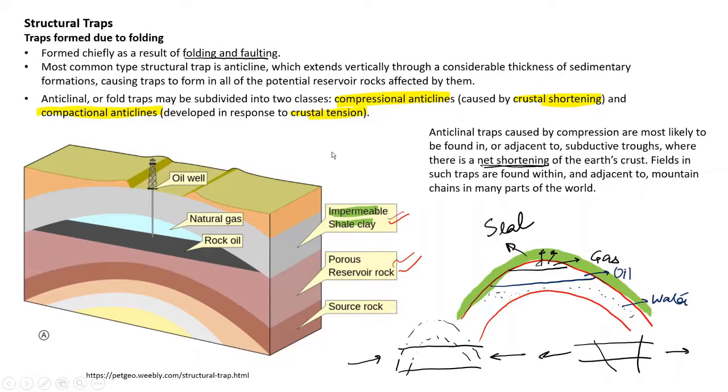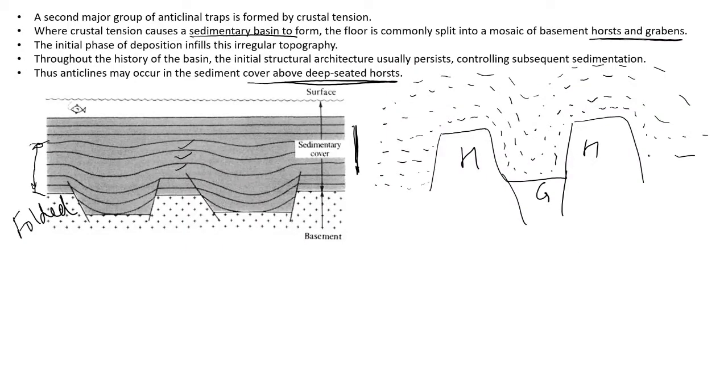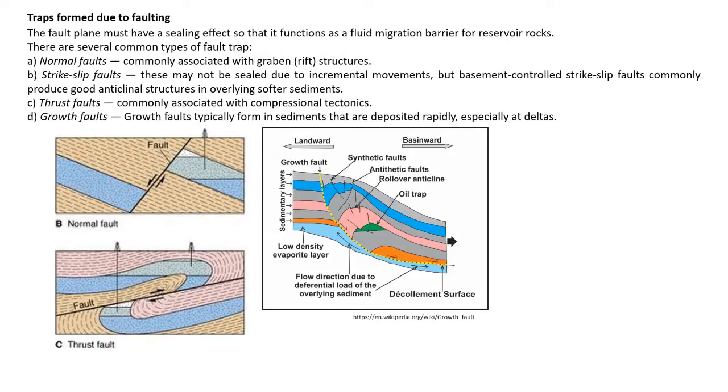Okay. So these are the two types of anticlinal structures: the compressional anticline, which is formed by compression and leads to the formation of a fold, and crustal tension, where the deposition over the deep-seated horst causes the formation of an anticline. So remember that the compressional anticline and compactional anticline both may lead to the formation of petroleum traps. Now, when we talk about faults, you all are aware that faults are of different types. It could be a normal fault, a strike slip fault, a thrust fault, or a growth fault. Now, how does a fault cause the formation of a trap?